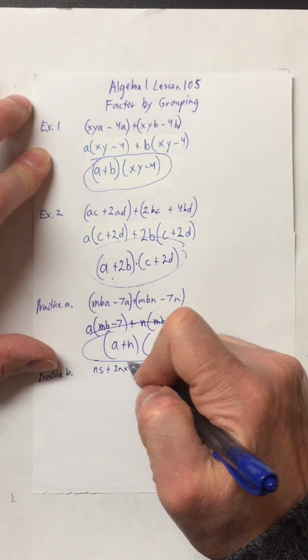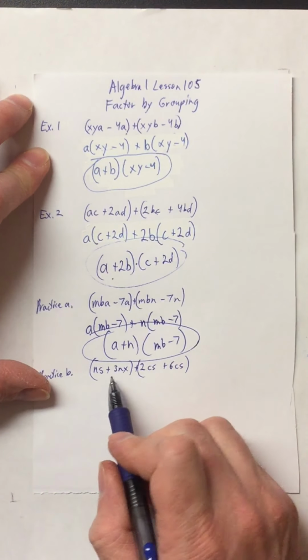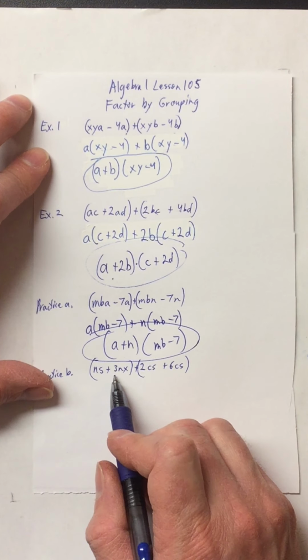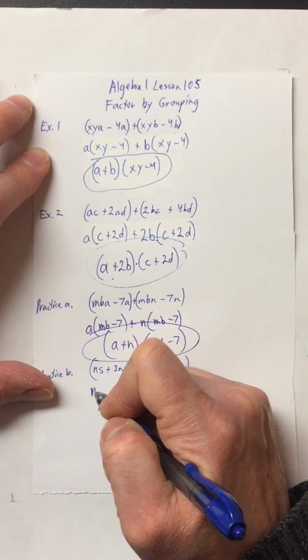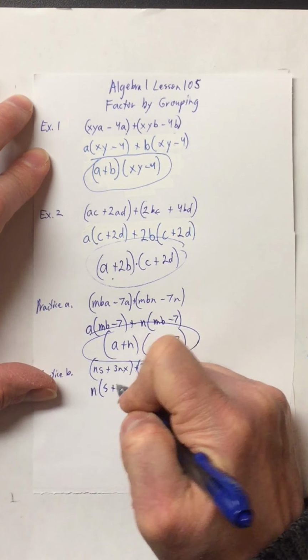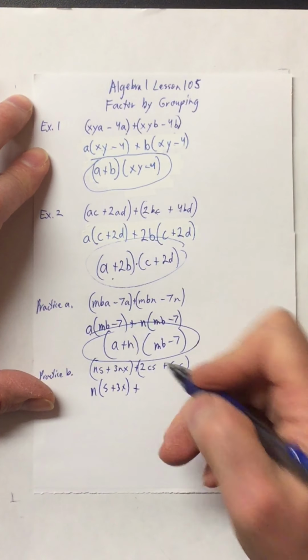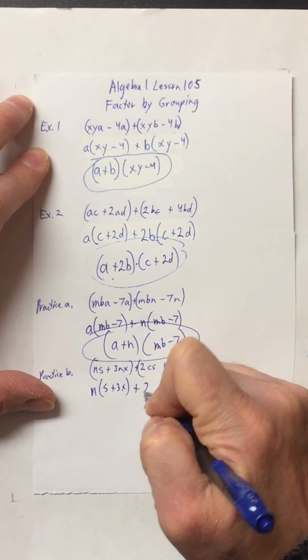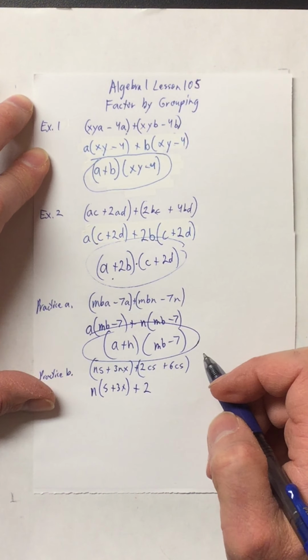All right, practice problem B. Again, I'm going to group my first two and my last two. Looking at the first two, it looks like they both have an n. So factor that out. I get s plus 3x left over. The second part here, looks like I can take out a 2.